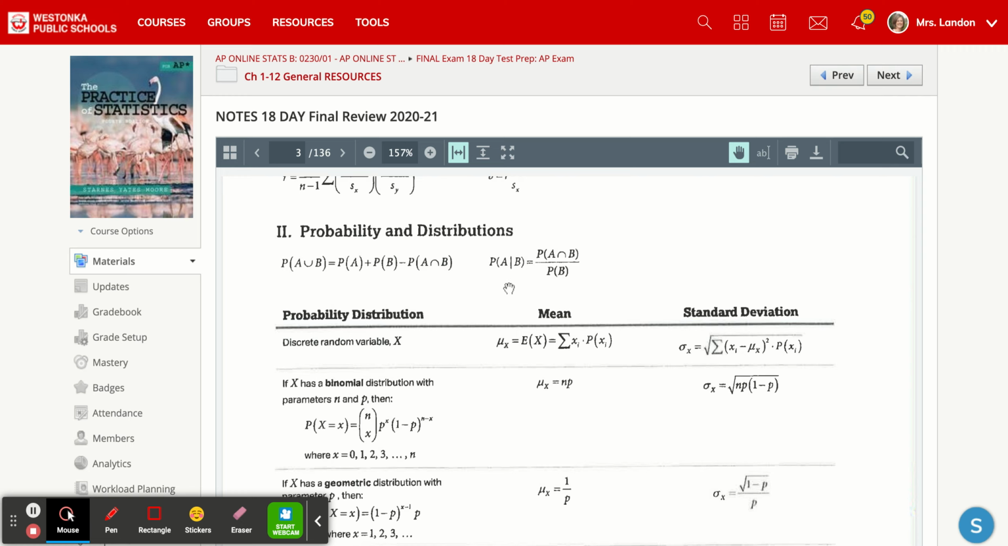So recall that one. This is conditional probability. The probability of A given B is this formula here. Remember, A given B, it's like a subset of the information. It's not using all of the data in a table, for example.